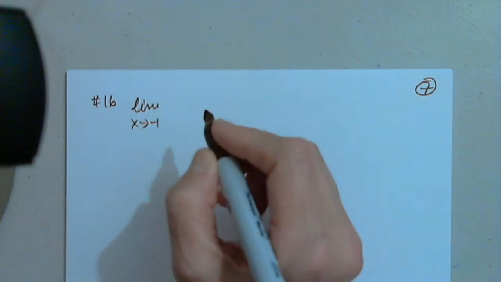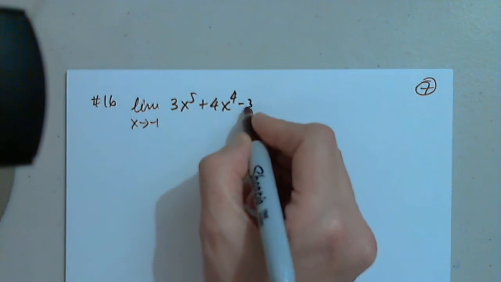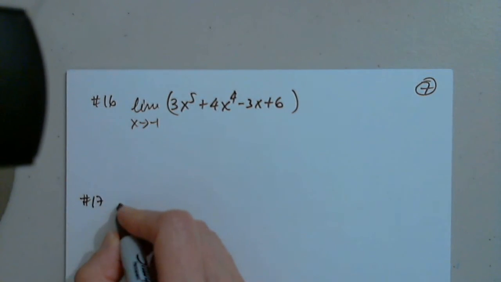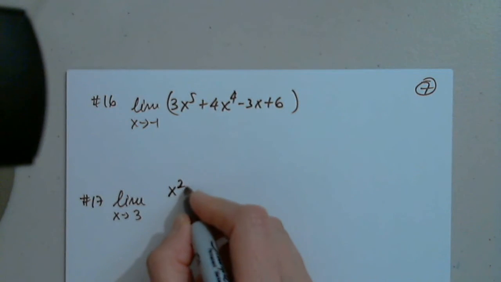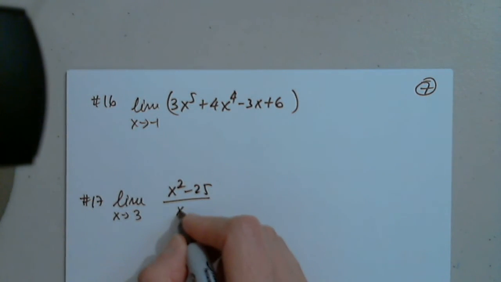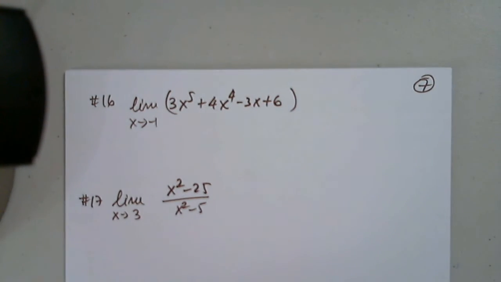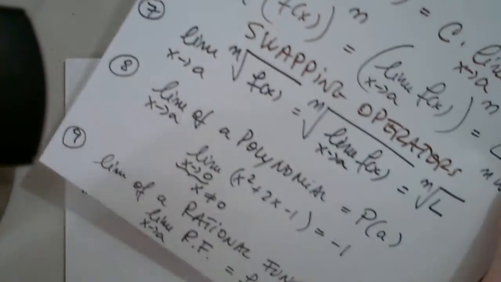As x approaches negative 1, from 3x to the 5th plus 4x to the 4th minus 3x plus 6. And I'm also going to copy 17 as well. Limit as x approaches 3 from x squared minus 25 divided by x squared minus 5. Okay, perfect. So we just wrote the last two theorems here.